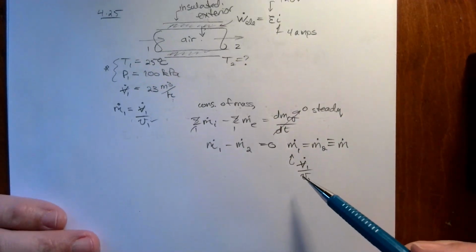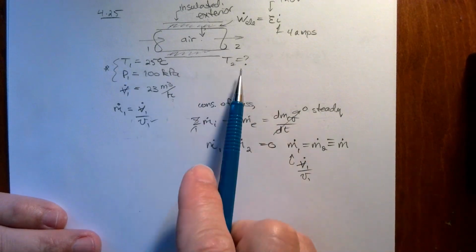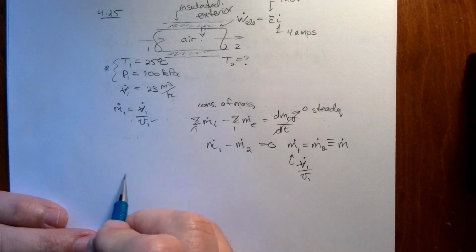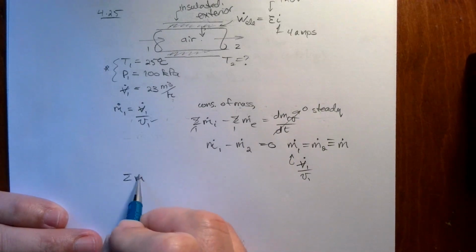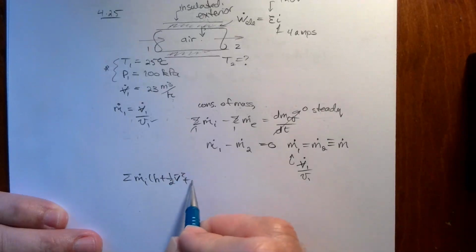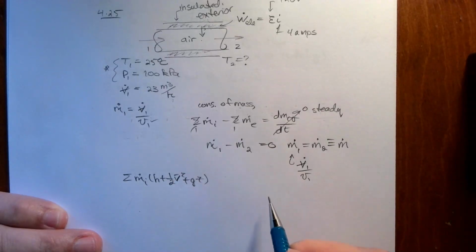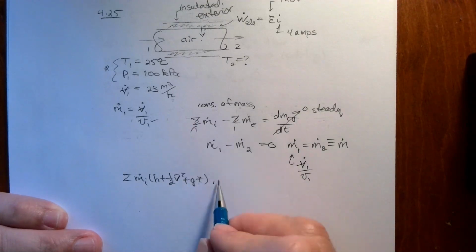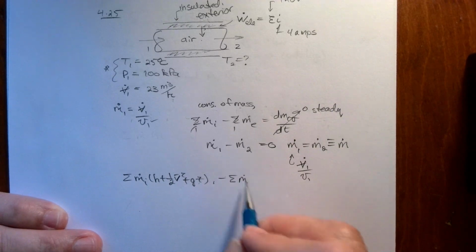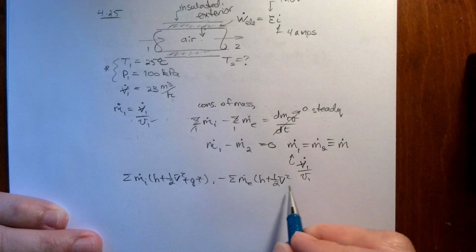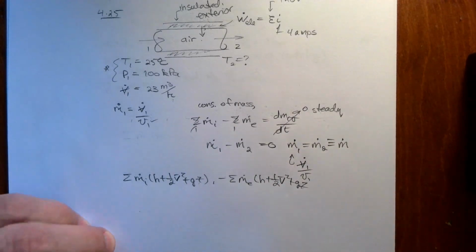So this doesn't actually define state 2. We can do an energy balance to give us another constraint to define state 2. The energy balance is summation of m dot in times h plus the kinetic energy plus the potential energy per unit mass. So 1/2 the velocity squared and gz there. All of that's at the inlet, minus all of that again at the exit, h plus 1/2 velocity squared. I'm running out of room, plus gz.